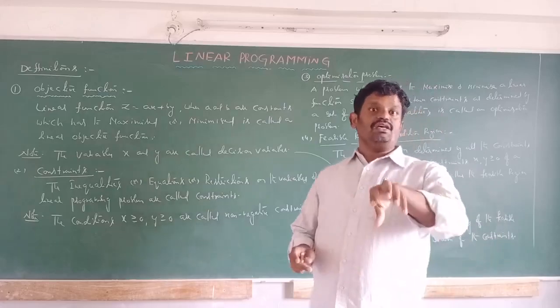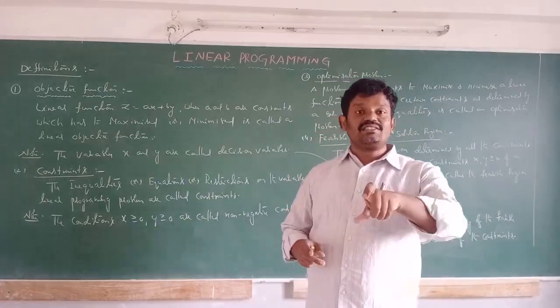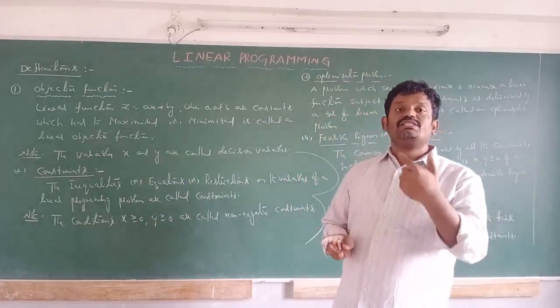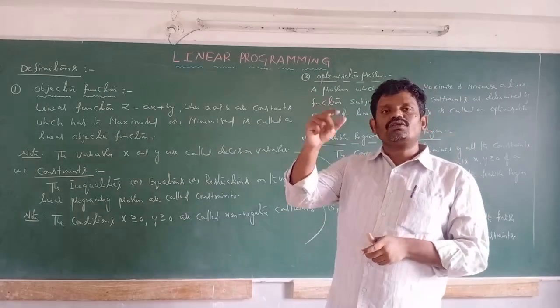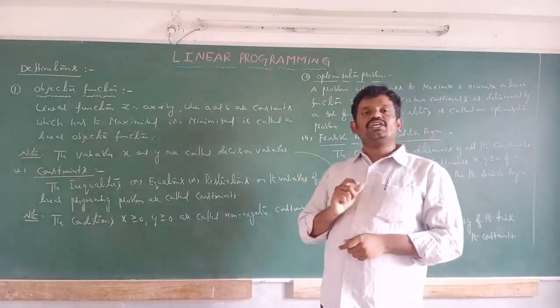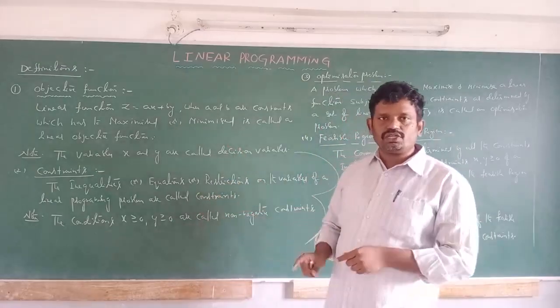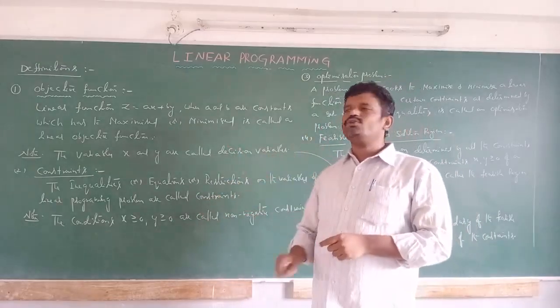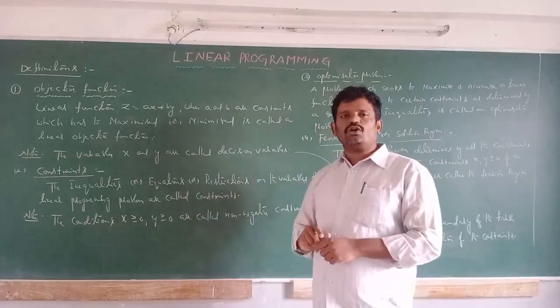2500x plus 500y is less than or equal to 50,000. x plus y is less than or equal to 60. Those are called the constraints. So what does constraint mean? Inequality or equation or restrictions on the variables of the linear programming problem are called the constraints.